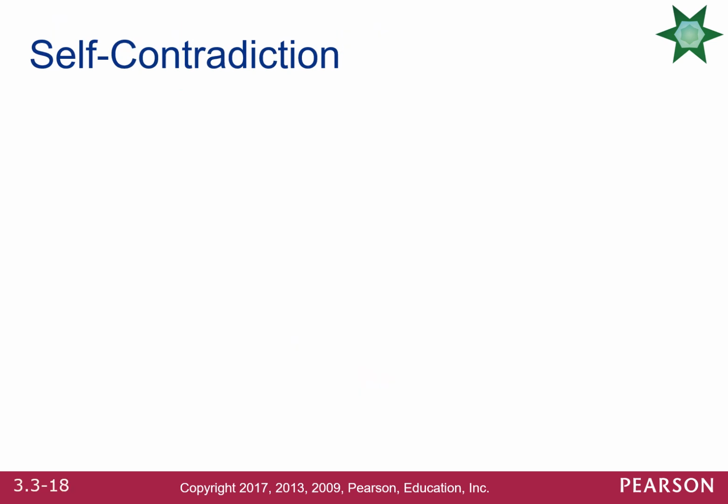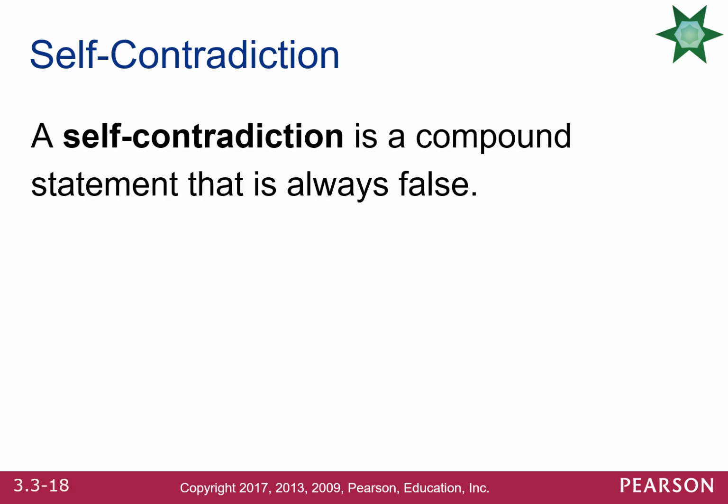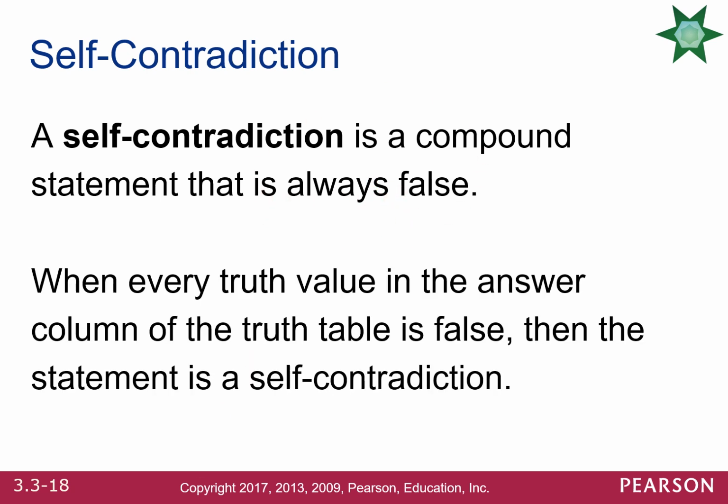Now we will talk about some other logic concepts. One of them is called a self-contradiction. A self-contradiction is a compound statement that will always end up a false statement. All right, so when every truth value in the answer column of the truth table is false, then the statement is a self-contradiction. So out of those four cases, if we end up finding that all the cases end up as false, all four cases, or as many cases as there may be, then it means it's a self-contradiction.